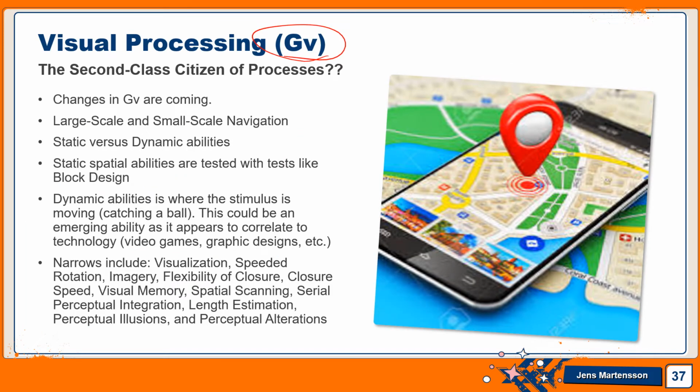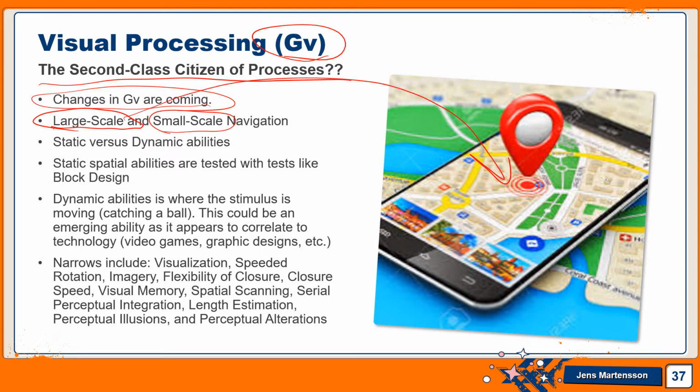Then we move on to GV. It's the second class citizen of processes. There are changes coming to this. It's actually one of the more studied processes. There's large scale and small scale. Large scale visual processing would be like if you would have to be able to read a map. So you'd be able to say, okay, I'm here, how do I get to the Kroger or wherever? Small scale are things like you're doing something in your hand, like a Rubik's Cube or something like that.